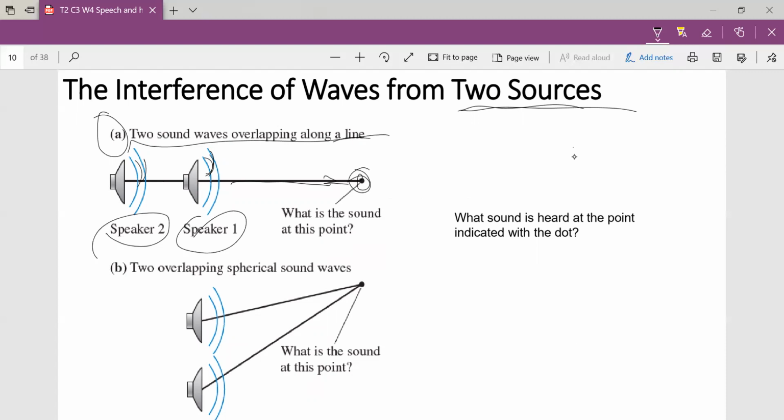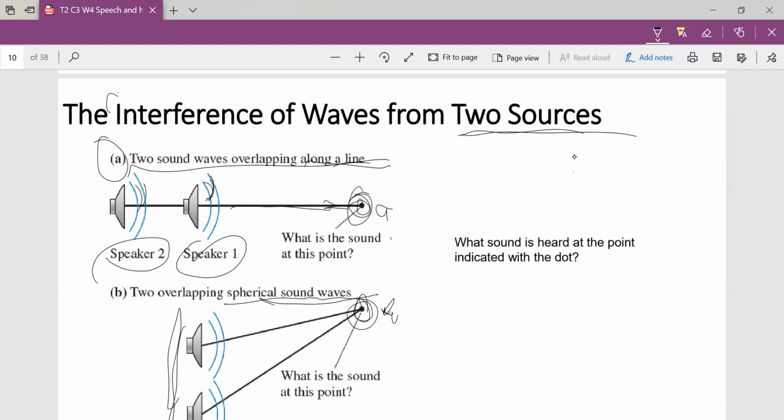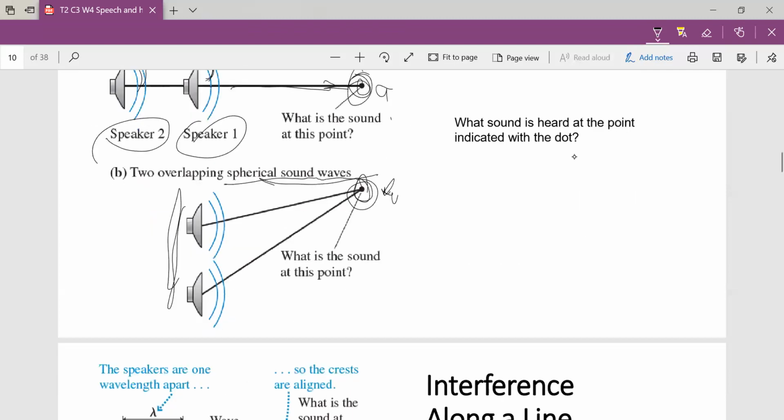Then we also have the arrangement of the two sound sources overlapping in terms of the spherical sound. What sound will you hear here? So we see this one is along the line, but this one is coming off as spherical interference. We have seen before the spherical, circular, and plane waves, right? Recall that we need that to understand the discourse here. So what sound is going to be heard at these different dots? I want to explain that using the interference phenomenon.